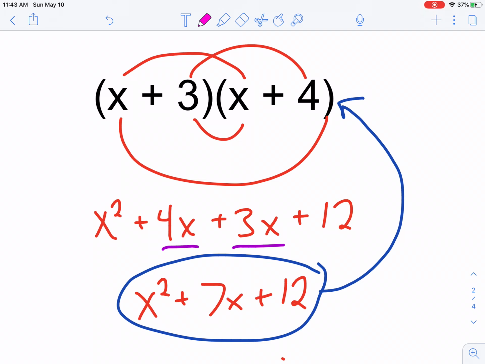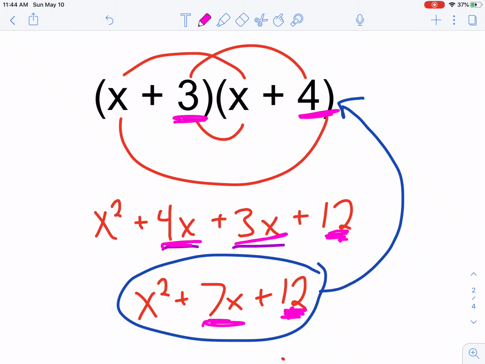Okay? And what we do is we look at the way that the last term is created and the way that the middle term is created. Okay? The last term, the 12, here and here, is created by multiplying the 3 times 4. And then the 7 is created by adding the 4x and the 3x, which is the 3 and the 4.